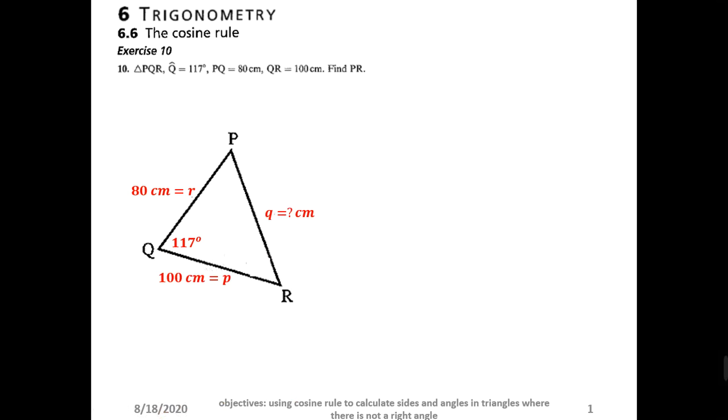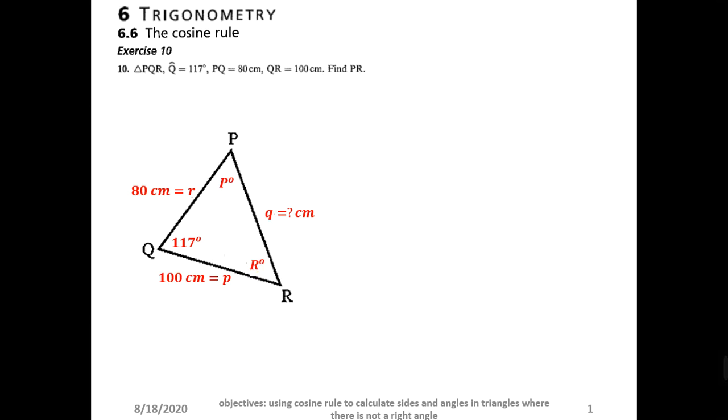Now, small q is my unknown, which is PR. PR is the side that is right opposite to Q. So that's why it carries the alphabet small q. Now, this angle here is called capital P with the degree sign on top. And this angle here is capital R with the degree sign on top.